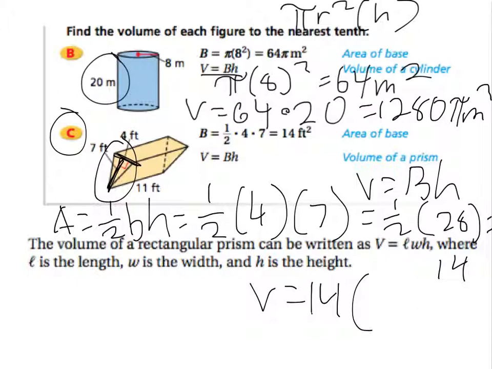This is where it can get a little bit confusing. This triangle is our base. The other base is this side. So our height is going to be this blue line, so 11 feet. So 14 times 11, and that's going to get us 154 feet cubed. It is important that you guys always leave your units on for every single problem that you do.